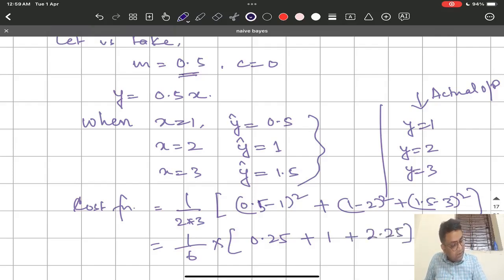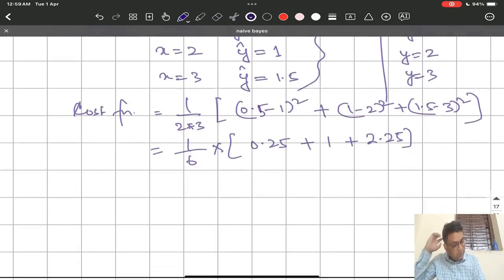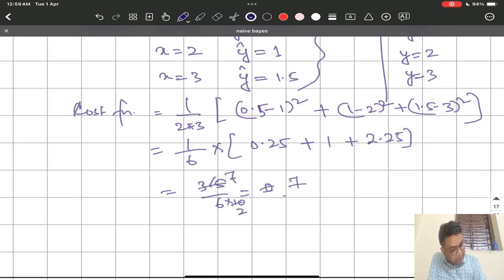Now we add all this. 2.25 plus 2.5, 2.5 plus 1 is 3.5. So 3.5 upon 6 is how much? Make it 35 upon 60, which is 7 by 12. 7 upon 12 means 0 point, when I divide 7 by 12, it is 0.58, almost 0.59.